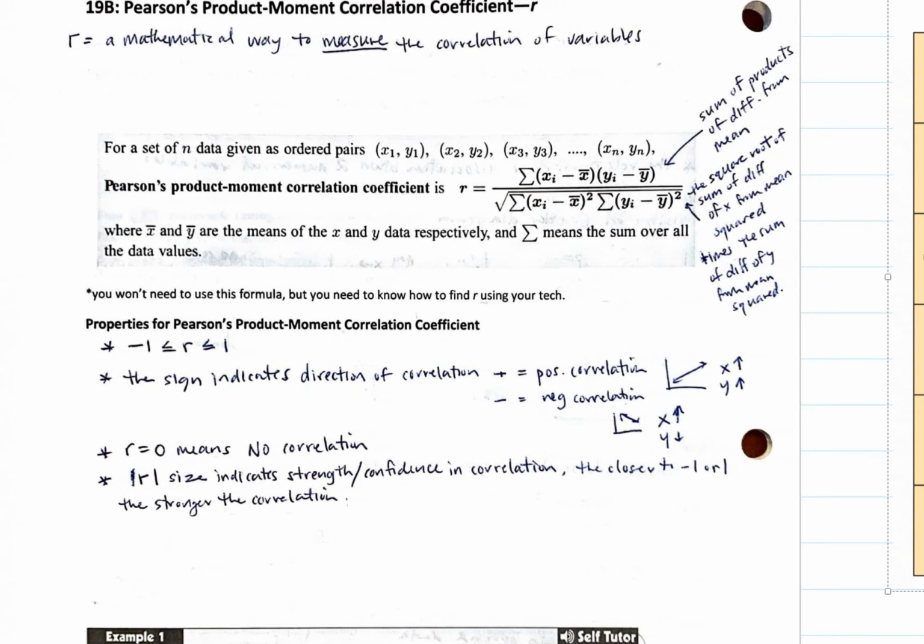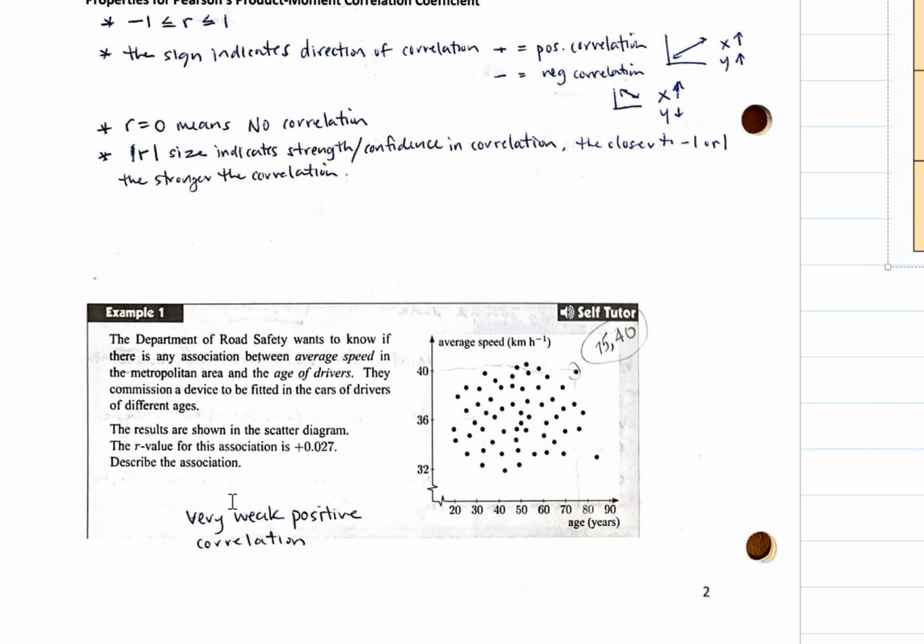All right, so let's look at this first example. The Department of Road Safety wants to know if there is any association between average speed in the metropolitan area and the age of drivers. They commission a device to be fitted in the cars of drivers of different ages. The results are shown in a scatter diagram, and the R value for this association is a positive 0.027.